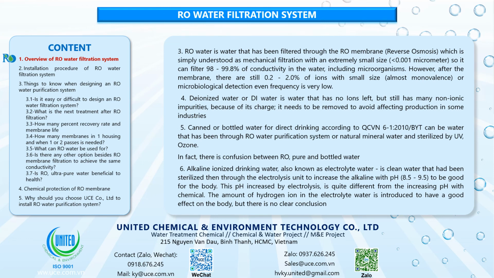6. Alkaline ionized drinking water, also known as electrolyte water, is clean water that has been sterilized then passed through an electrolysis unit to increase the alkalinity, with pH 8.5 to 9.5, to be good for the body. This pH increased by electrolysis is quite different from increasing pH with chemicals. The amount of hydrogen ion in electrolyte water is claimed to have a good effect on the body, but there is no clear conclusion.